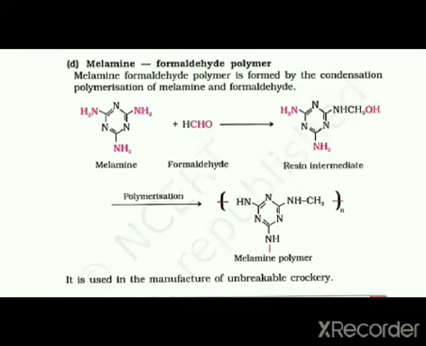You might be familiar with the unbreakable crockery items like plates and cups which we use at home. What is it made of? It is actually melamine formaldehyde polymer. So next we shall see how this polymer is obtained. This polymer is obtained by the condensation polymerization of melamine and formaldehyde.